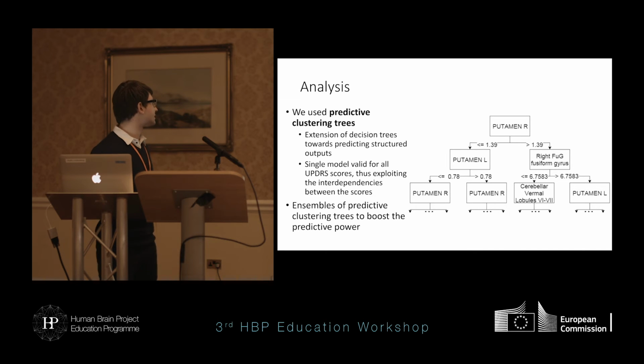We also used ensembles of predictive clusterings. Those are bagging or random forest to boost the predictive power, which we got to 73%. And with future work, we hope that we will be able to boost this accuracy even higher.